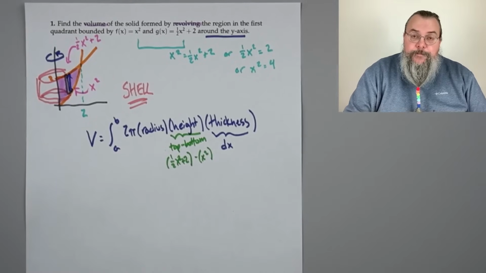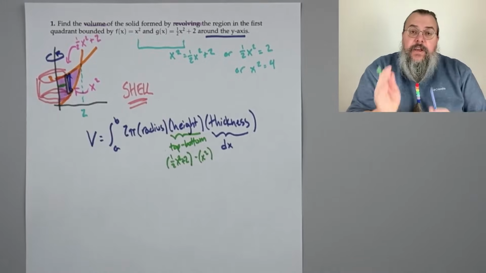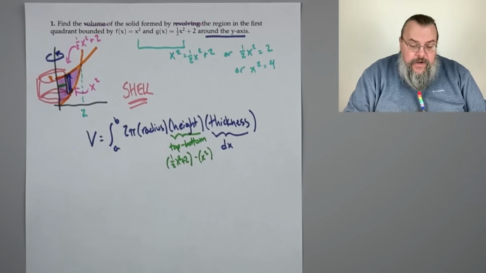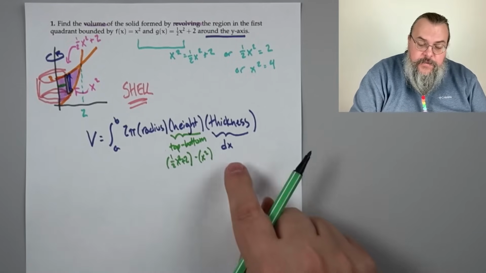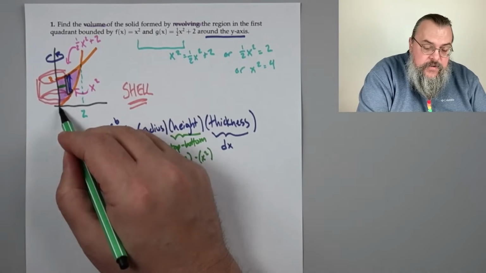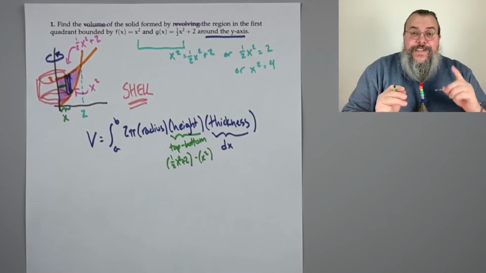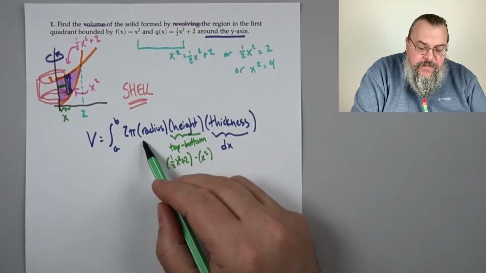Radius, what's that? Well, radius is this length. It's how far from your slice to where you spin. All right, well, how do we find that? And how do we find it in terms of x? The answer is, it's x. The distance to the y-axis is x, not y, x. So that's actually pretty simple.